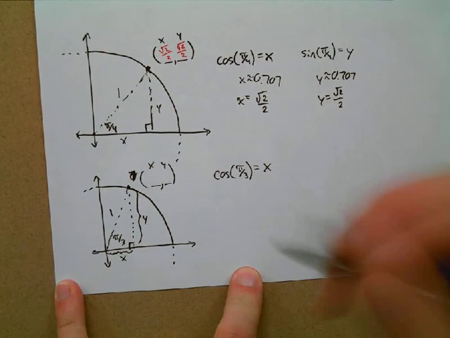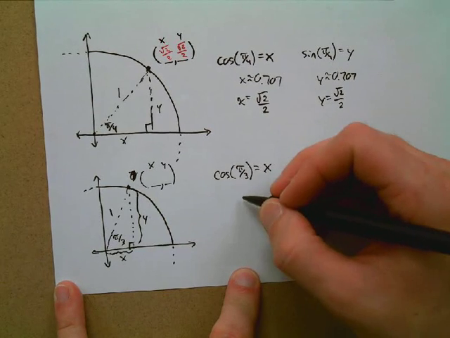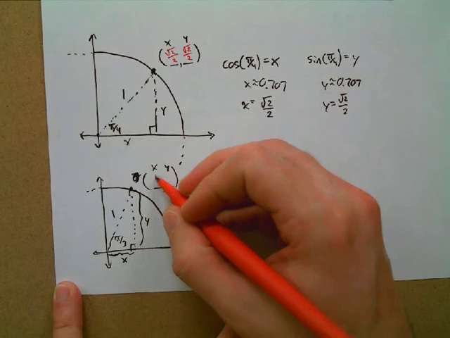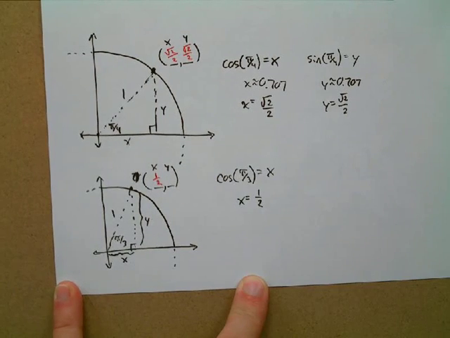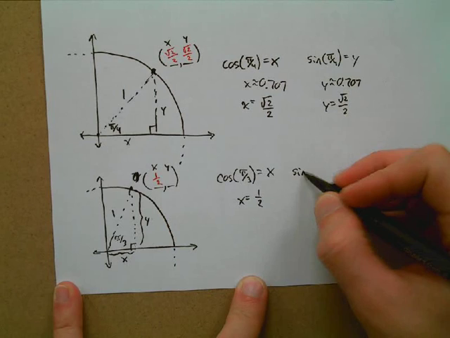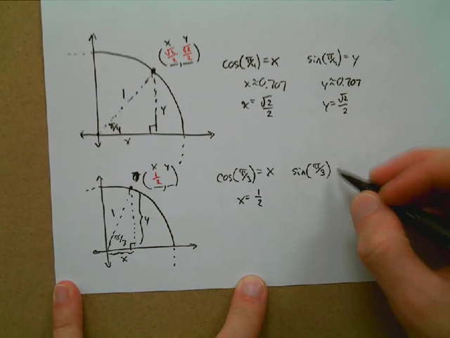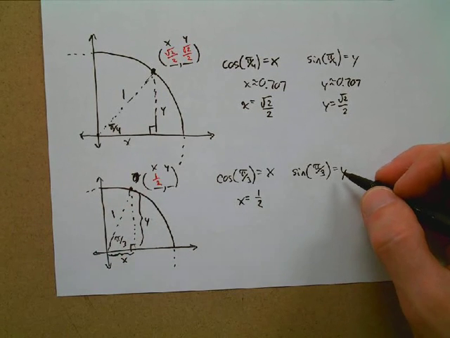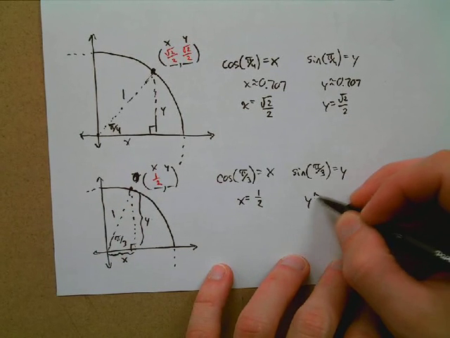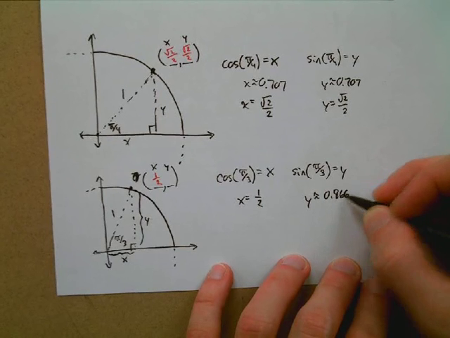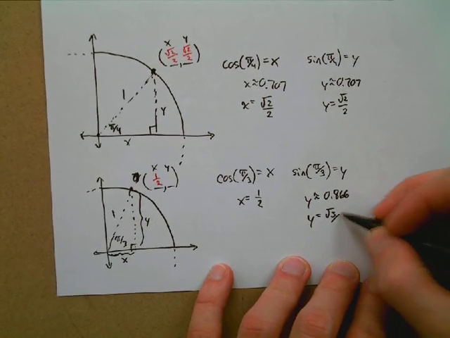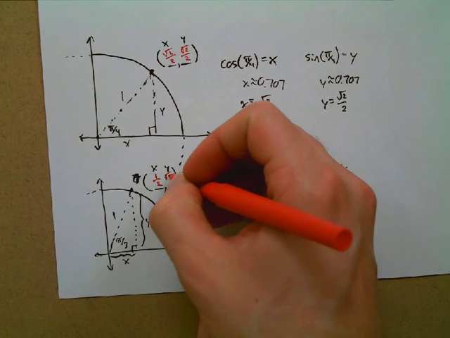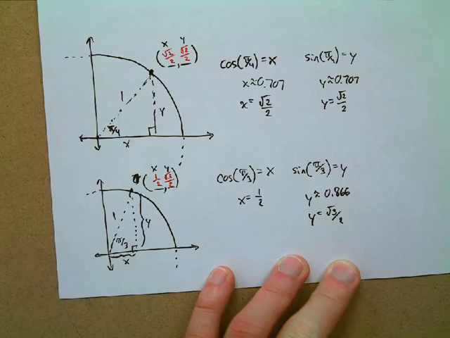And then the sine of pi over 3, that's going to be our y, because sine is opposite, so the opposite leg there is y over the hypotenuse of 1, so it's just y. And so y is approximately 0.866 again, which we know is the same thing as the square root of 3 over 2. So this is how you get the coordinates for that first quadrant.